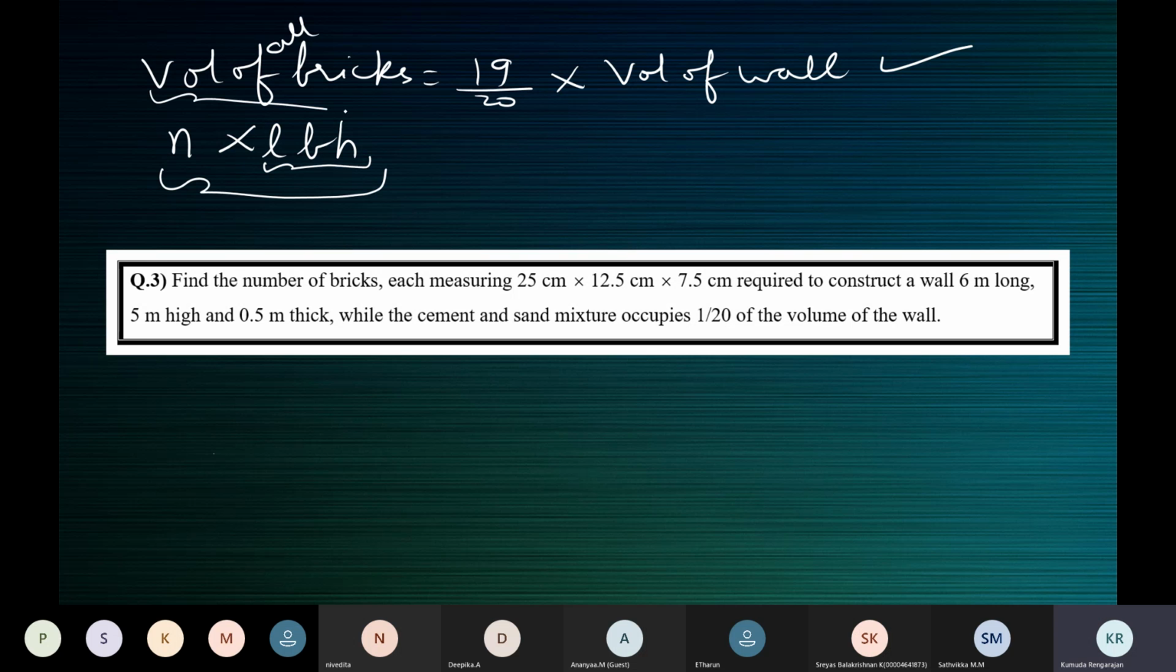So we have substituted for the volume of all bricks: n into LBH is equal to 19 by 20 into the volume of the wall. The volume of the wall is again a cuboid, LBH. There's only one wall, so don't say n into LBH. There's only one wall.